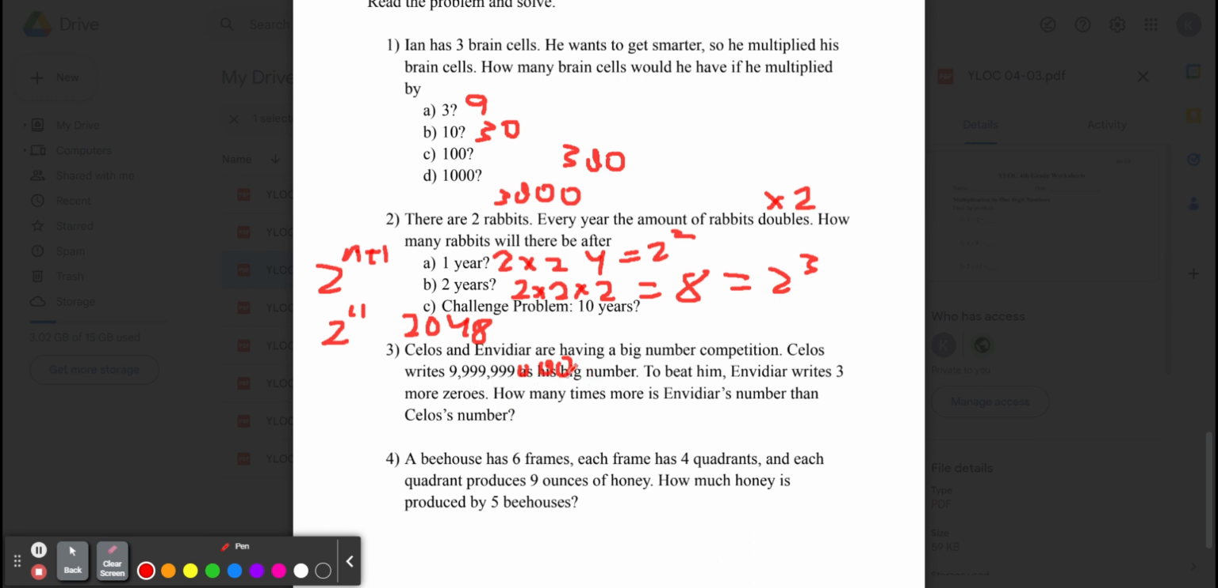So because we added 3 zeros at the end, remember that that's the same thing as multiplying by 1 with 3 zeros after. This is 1,000. So NVIDIA's number is 1,000 times more than Celos' number.